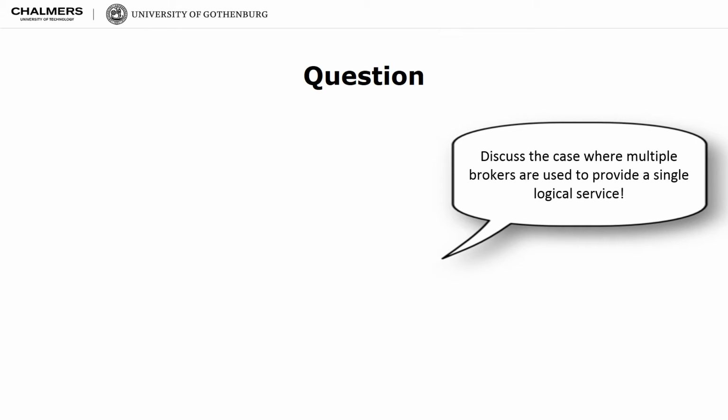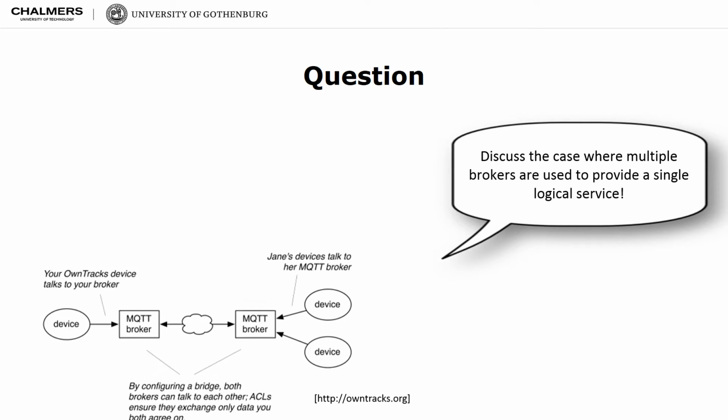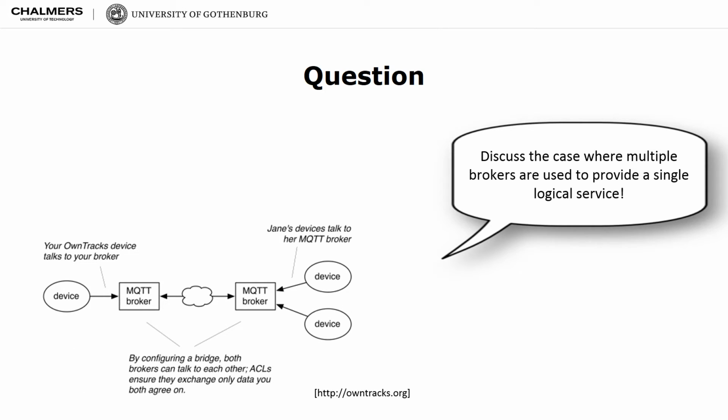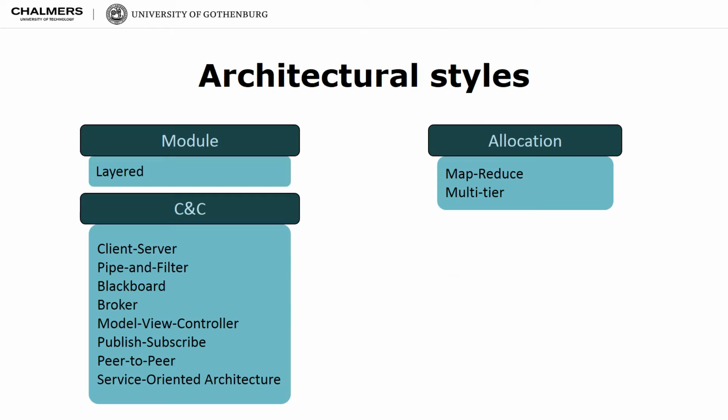Here is a question for reflection. Discuss the case where multiple brokers are used to provide a single logical service. In the example shown on the slide, you see two MQTT brokers talking to each other via a bridge. The two ends decide on what data is allowed to be exchanged between the two parties.